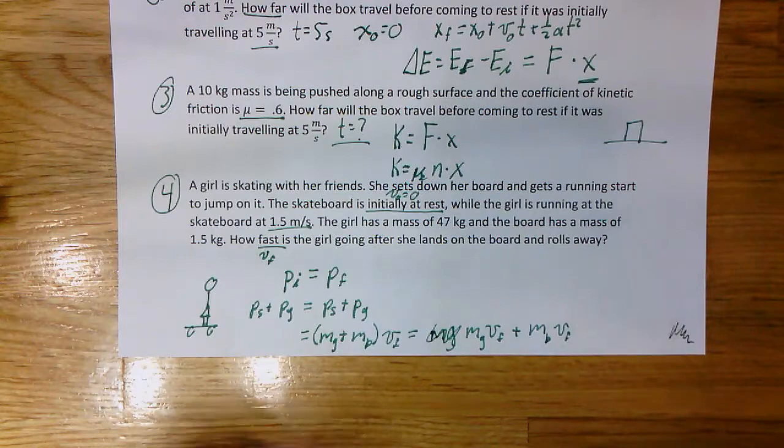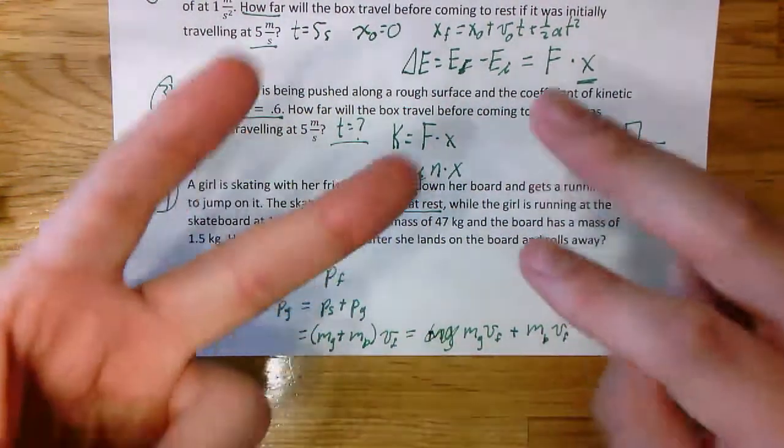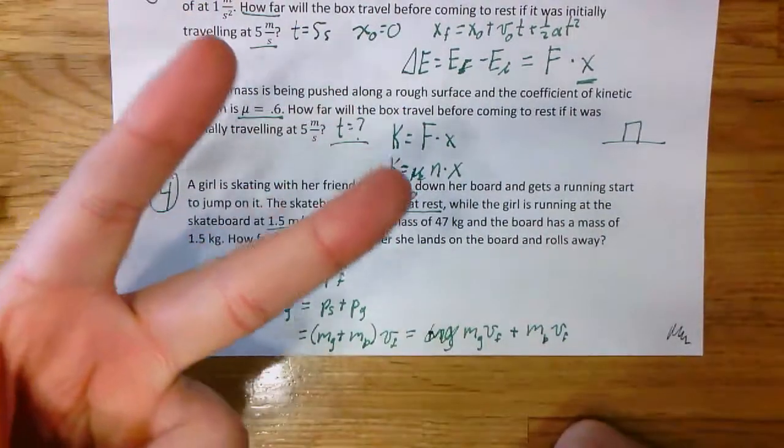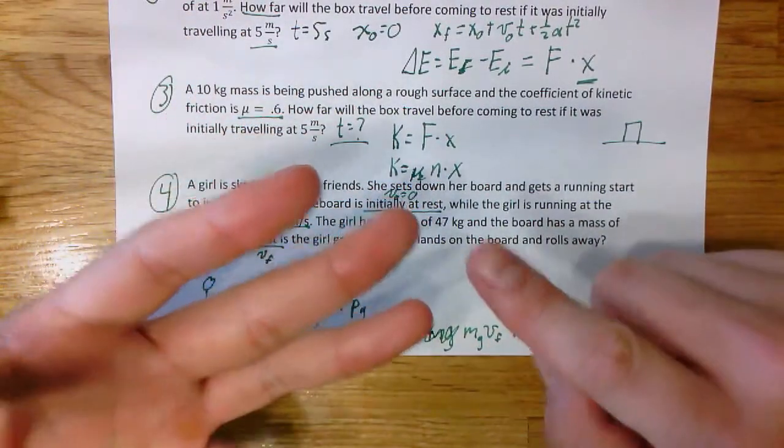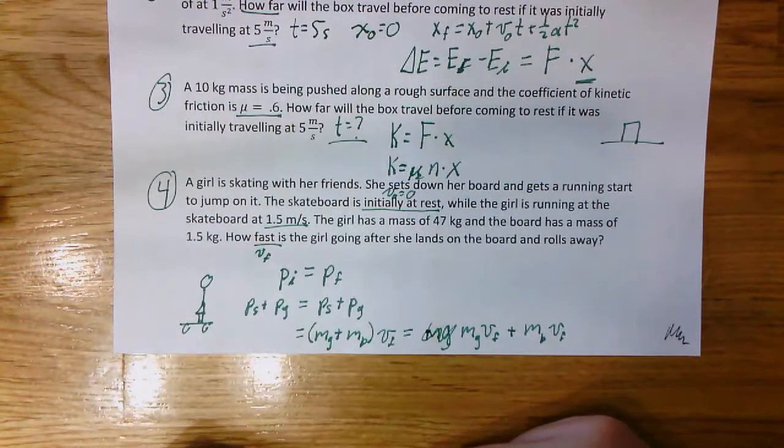Okay, so initial momentum equals final momentum. And we know it's momentum because we have two bodies interacting with each other, and we have a bunch of masses and velocities. So that's kind of the tip there.